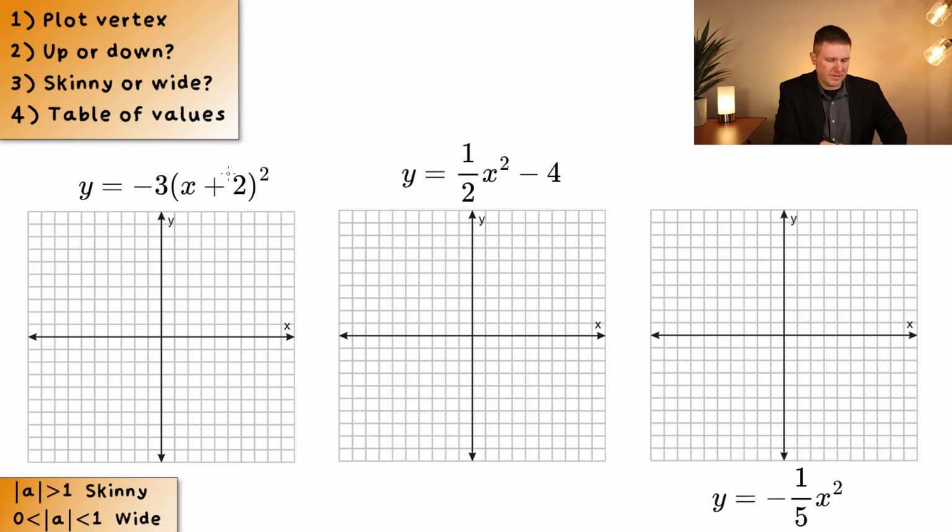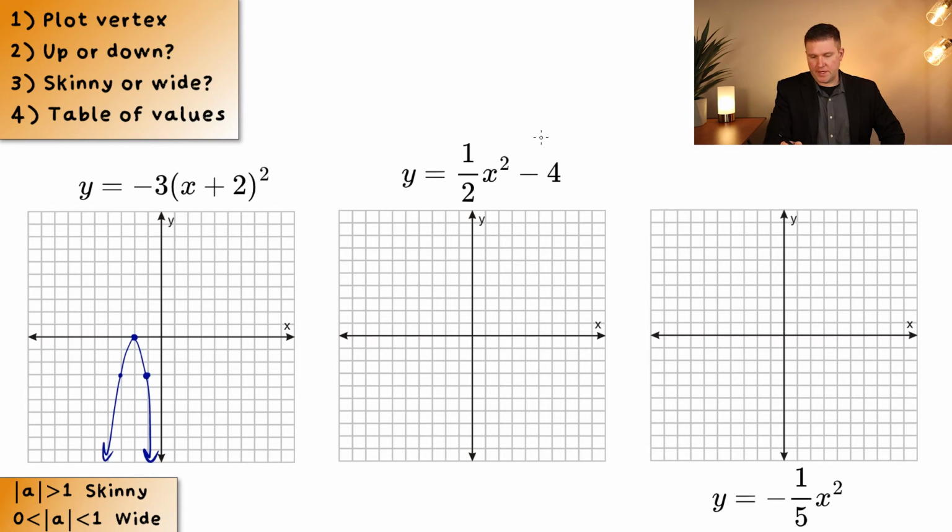So if we look at this, there's no vertical shift because there's nothing after the squared, but there is a horizontal shift to the left 2. So we're just going to go to the left 2, and then right side up or upside down. It's upside down because of that negative, and then skinny or wide. It's skinny because the absolute value of the A is bigger than 1. So it's going to grow steeper than usual. So down 3 over 1 if we want to use the A trick. And there we go, there's our basic sketch, right?